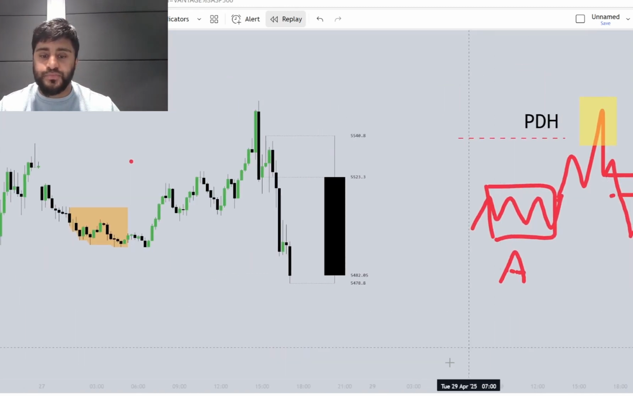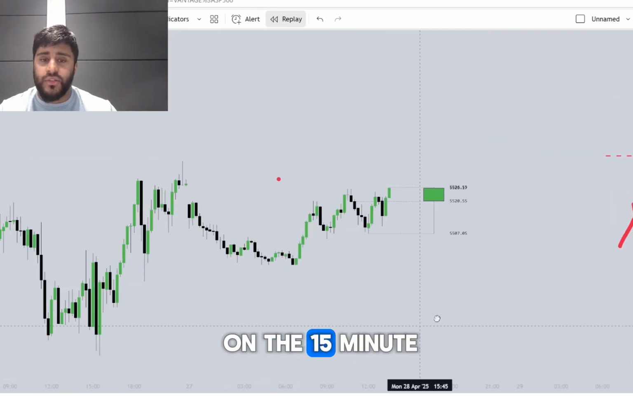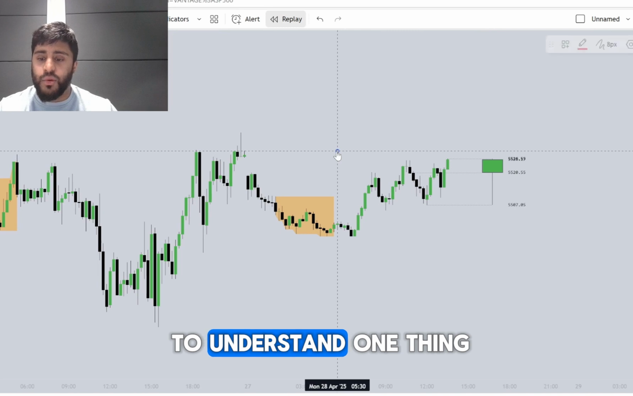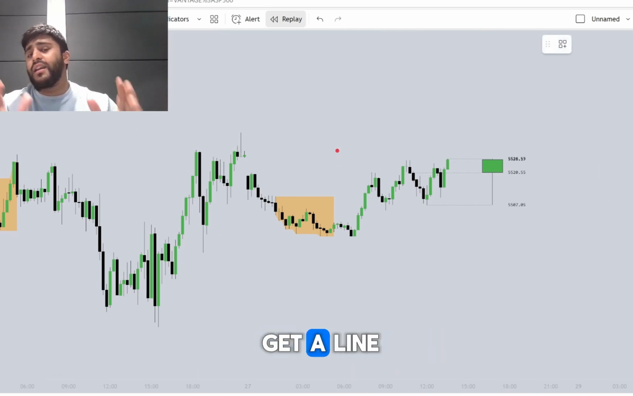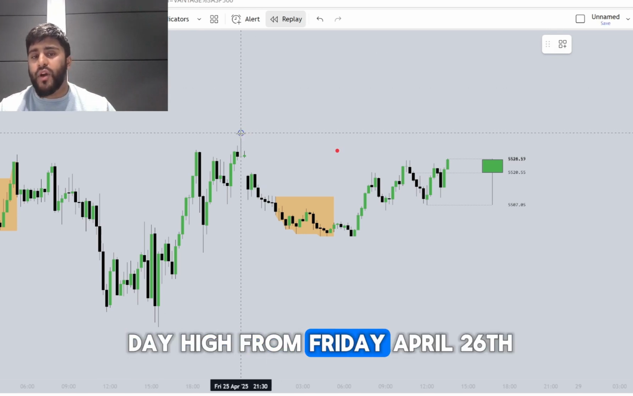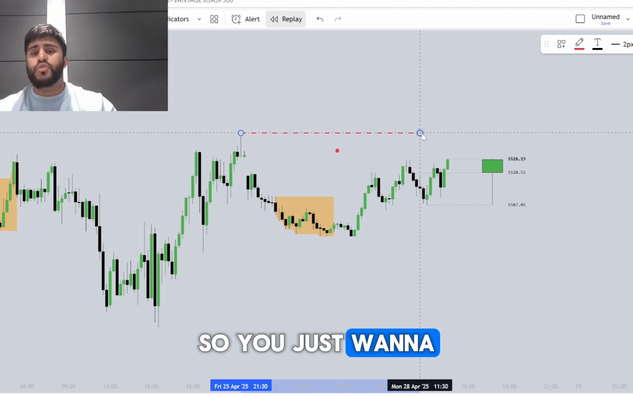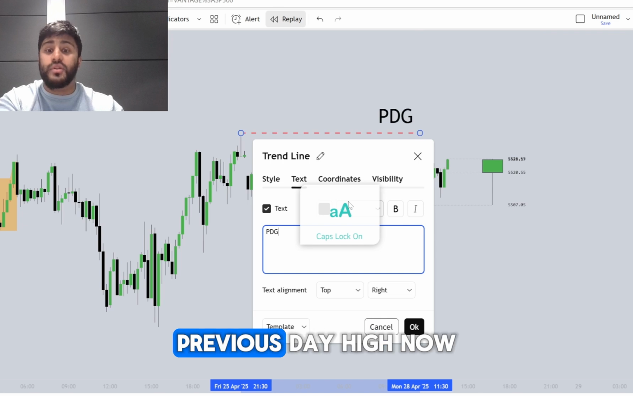So for example, if we go over here, this is ES, now on the 15-minute time frame. Now, I want traders to understand one thing. Going back to our model, this is the previous day high. So you want to draw one line across your chart. This is the previous day high from Friday, the 26th of April. So you just want to draw a line like this, and you want to label that line previous day high, PDH.